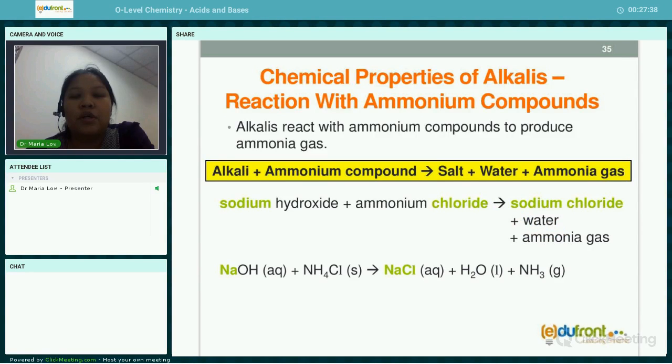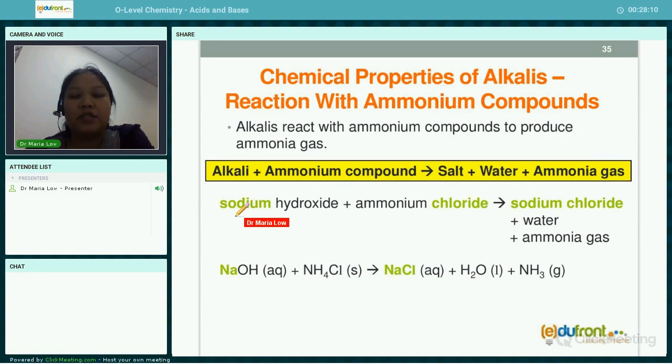Okay, next we have another reaction of alkalis, and that is the reaction with ammonium compounds. Ammonium compounds are compounds that contain the ammonium cation. What is so special about this reaction is that whenever alkalis react with ammonium compounds, you'll always produce ammonia gas. So we have our alkali reacting with the ammonium compound, giving you salt, water and ammonia gas.